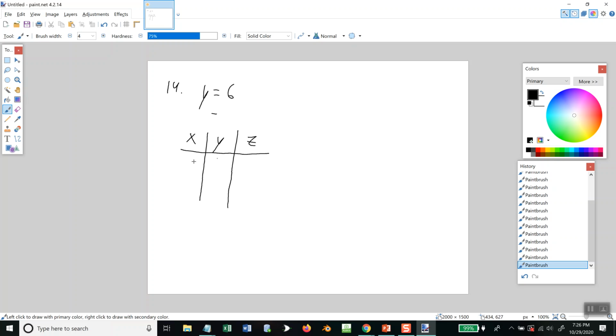Okay, what can I choose for x and z, do you think? 0. Okay. What does y have to be? 6. So a valid point there is 0, 6, 0. You can put anything in for x and z. This is actually a plane if we were to graph it. I'm going to go ahead and graph it just to demonstrate that.